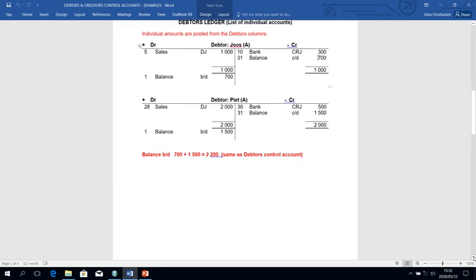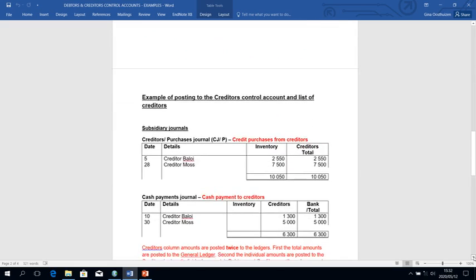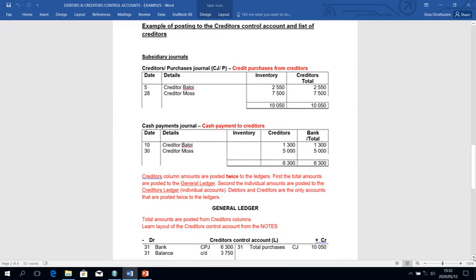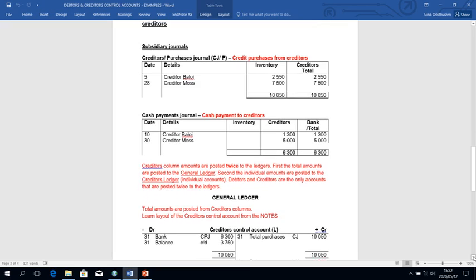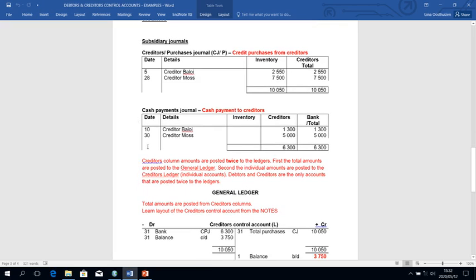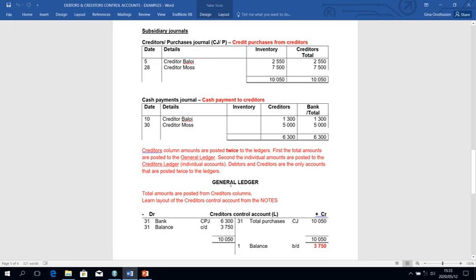The same is going to happen with the creditors control account. First, we will post from our creditors journal the creditors column total, as we have purchased on credit. And then we will also post the creditors column of the cash payments journal, where we have paid them. This we do again in the control account, in the general ledger.